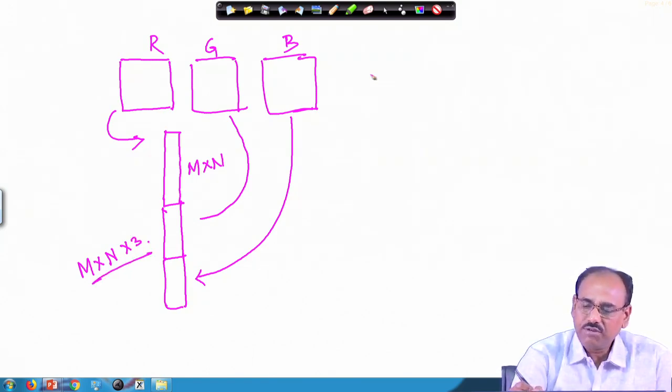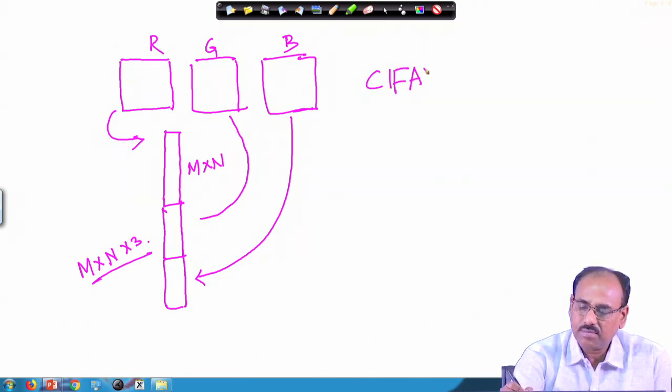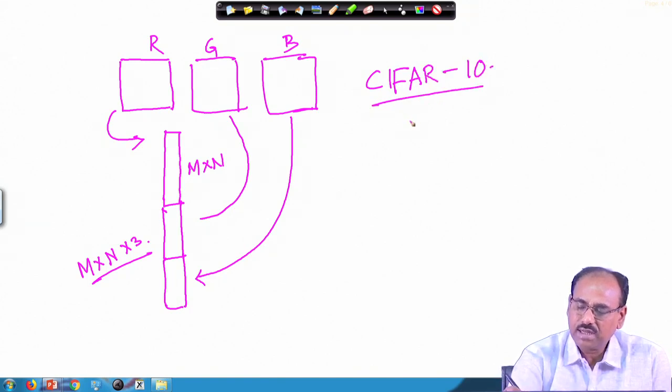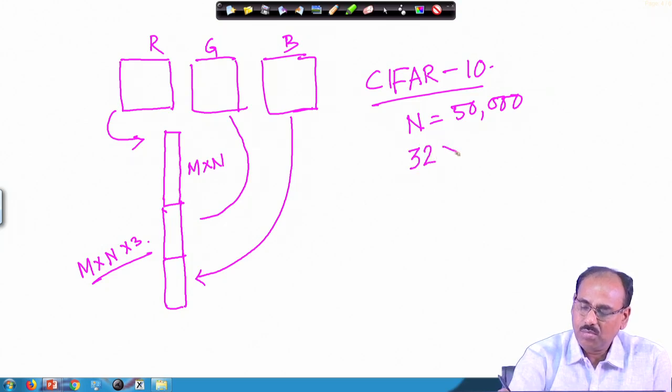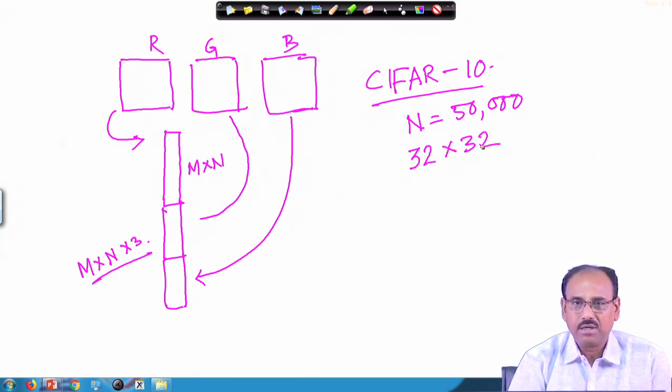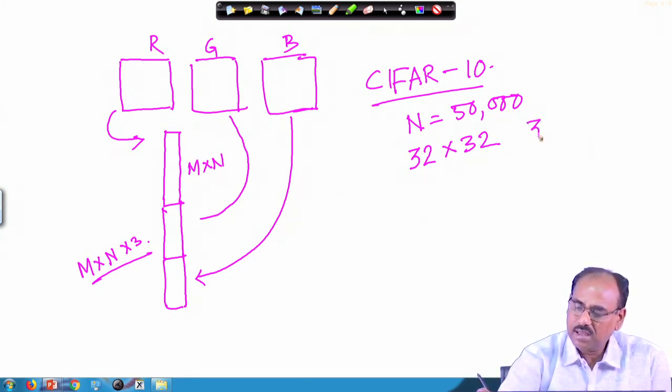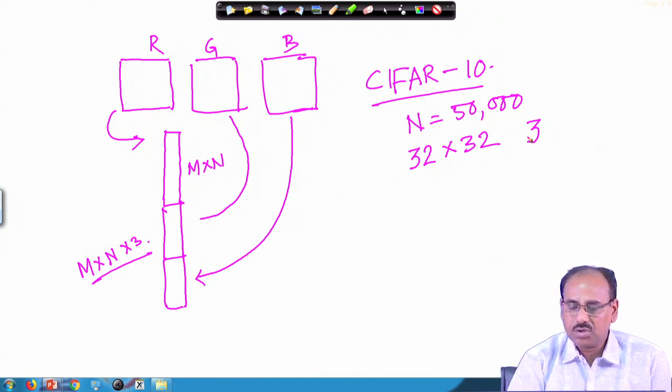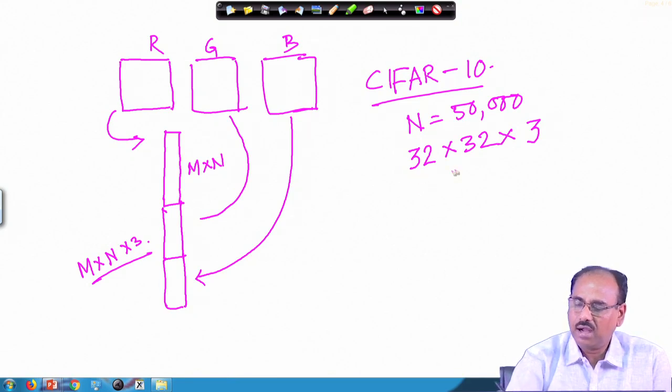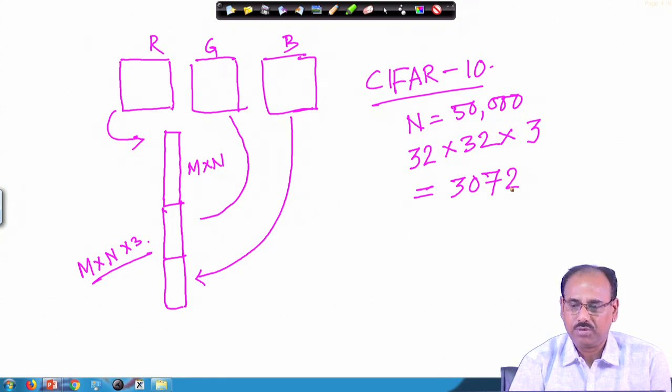We were talking about the CIFAR-10 database in the previous class, and in the CIFAR-10 database we have assumed that there are n equal to, say, 50,000 images. Each image is of size 32 by 32 pixels, and those being color images, there are 3 planes, red, green and blue, for each of the images. So, if I convert this into a feature vector of this form, every image will be converted into a column vector having 32 by 32 into 3, that is equal to 3072 elements.